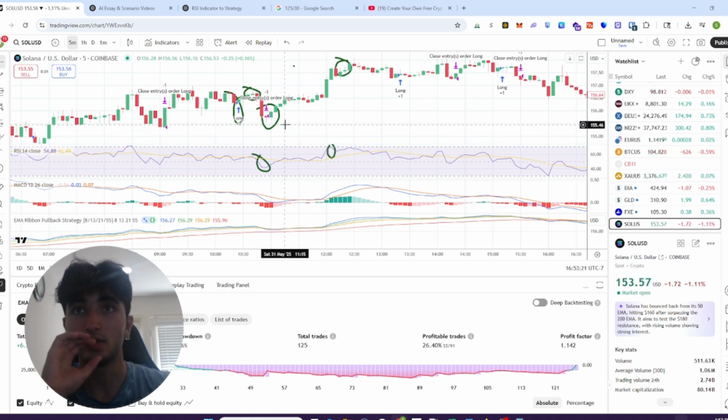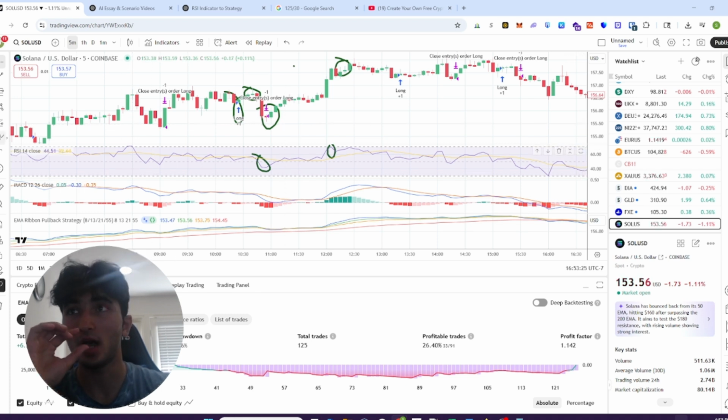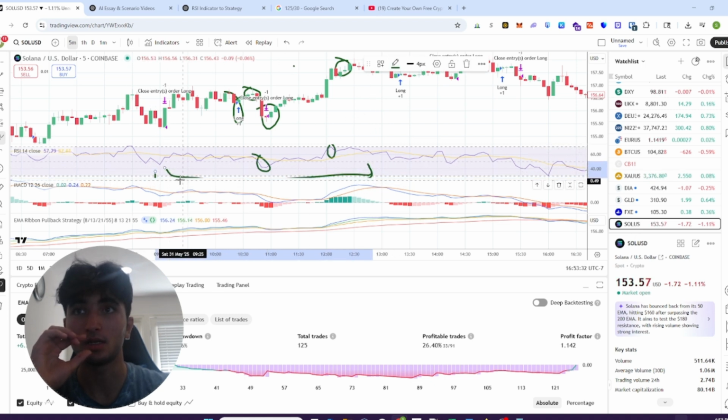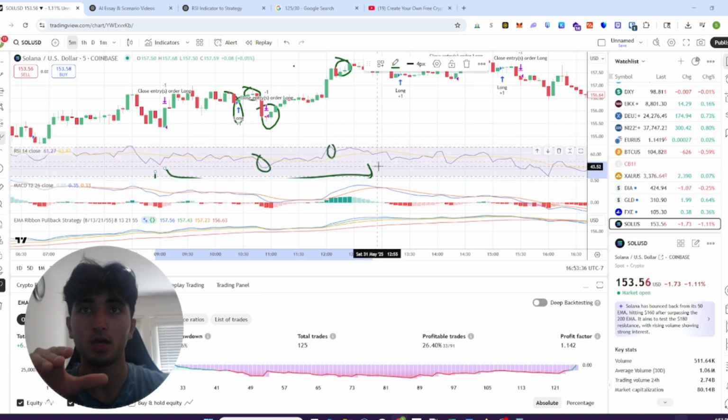So RSI is a little bit better in choppy markets, but the thing is, if it's too choppy and you have a long range like this with absolutely no movement at all, this is not good. You don't want to be trading RSI during this time. But you could try out how EMA works.